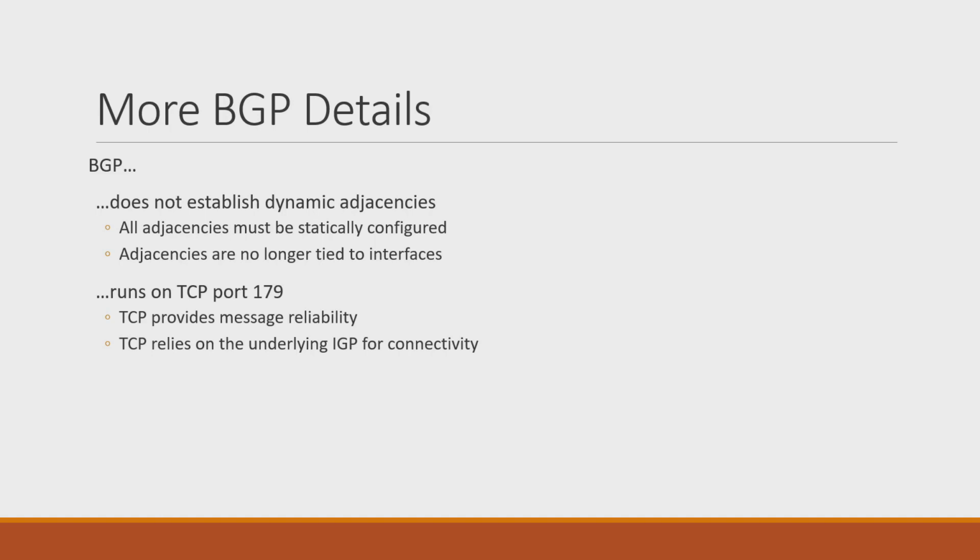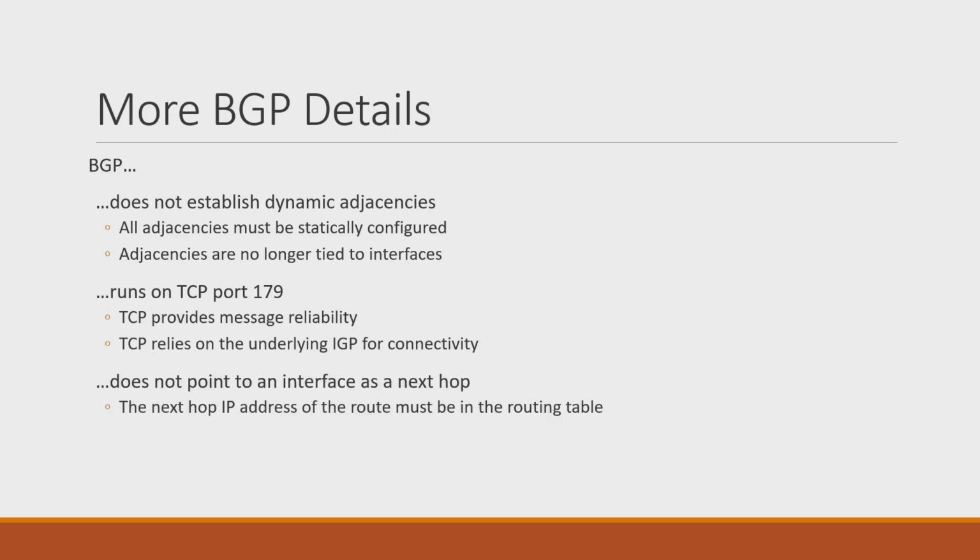Many of the other IGPs you're familiar with operate directly over IP and use their own protocol number and mechanisms to ensure reliability. Since BGP uses TCP, it gets reliability for free as part of that protocol's use of sequence numbers. Like other TCP streams, BGP sessions can run on top of an IGP, even over several routing hops.